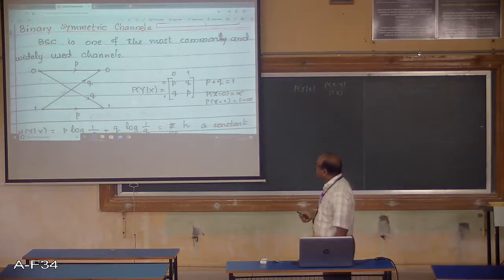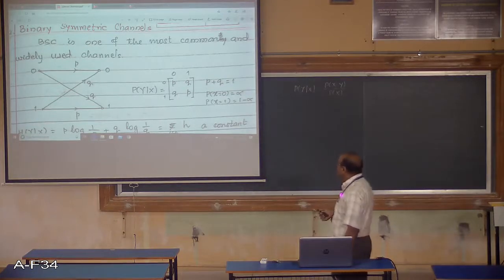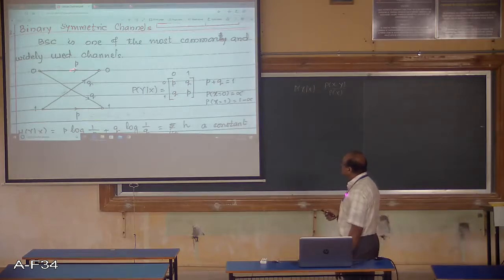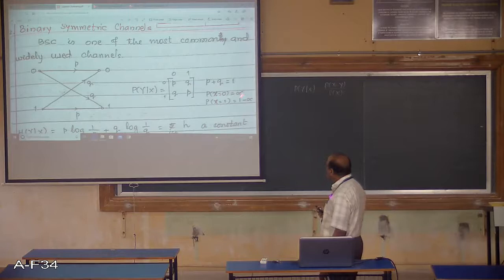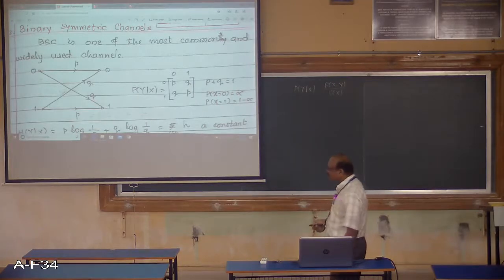So for such a channel, since the inputs are 2, outputs are also 2, and the probability of correct transmission is indicated with P, and the probability of incorrect transmission is indicated with Q. Its channel matrix is a diagrammatic representation: 0 transmitted, 0 received, its probability is P, but 0 transmitted, 1 received is Q, 1 transmitted, 0 received, Q, 1 transmitted, 1 received, correct transmission is P. The sum of these two probabilities will always be equal to 1. Now, what is the probability of sending 0? That is taken as alpha, and sending 1 is of course 1 minus alpha.